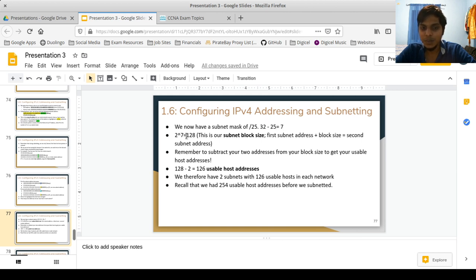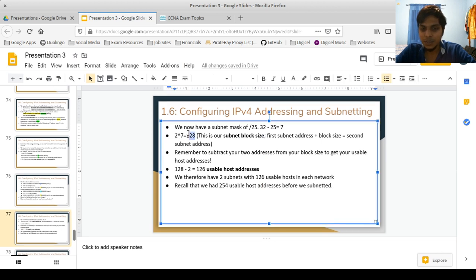So 2 to the power 7 is 128. This is our subnet block size, by the way, but just the first thing, 2 to the power 7 is 128. So this would be the total number of host addresses, but remember that you have to subtract 2 addresses to get the usable host addresses. So the number of usable host addresses is 126.